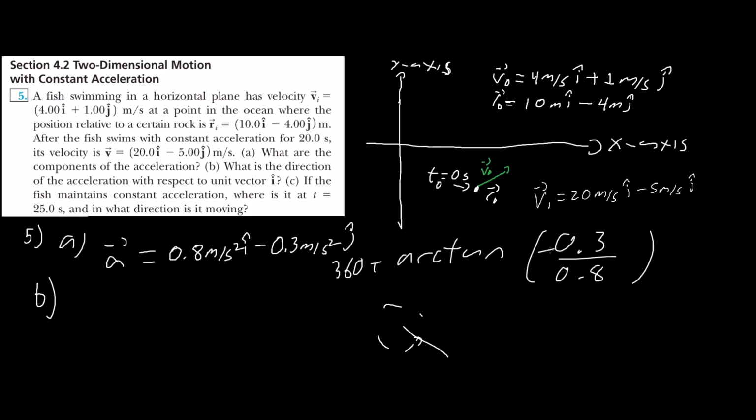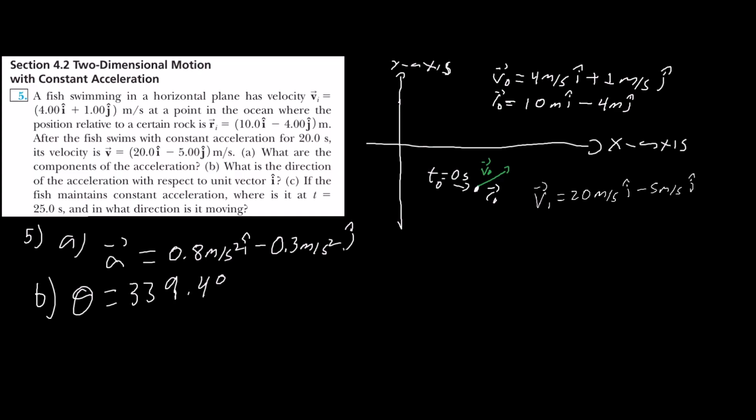Anyways, once you do the math, this angle is going to be 360 degrees plus arctan, however you want to find your angle, it doesn't really matter, of 0.3 divided by 0.8, which is going to be 339.4 degrees. Beautiful, folks.